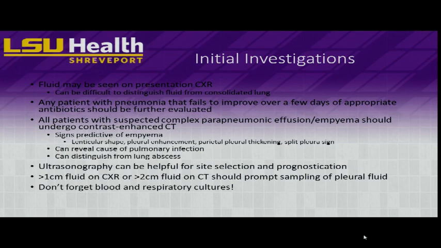So both the British Thoracic Society and American Association of Thoracic Surgery guidelines suggest that if you have more than 1 centimeter of fluid on a chest x-ray or 2 centimeters of fluid on the contrast CT, you should sample that pleural fluid. And again, don't forget your blood and your respiratory cultures as well. These can help identify a causative organism in settings where your pleural fluid cultures don't grow.